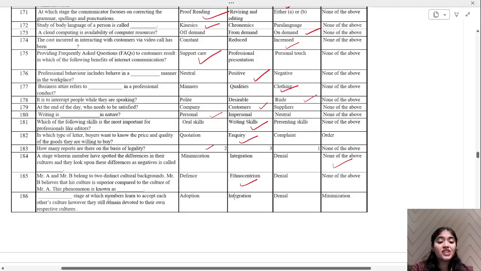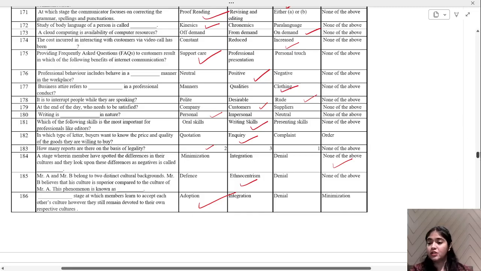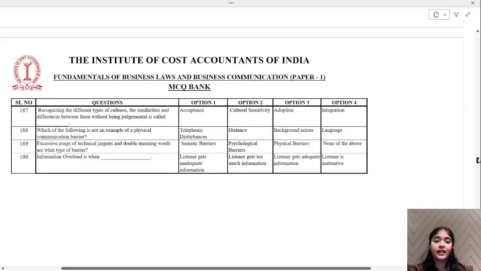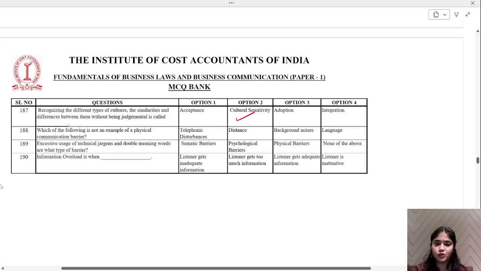That stage at which members learn to accept each other's culture, however they still remain devoted to their own respective cultures, that is called as adaptation. We are adapting with the other people's culture also. Let me scroll a little, almost at the end of it. Okay, recognizing the different types of cultures, similarities and difference between without being judgmental is called as what? Cultural sensitivity. You are being sensitive to other cultures, you are accepting them also.